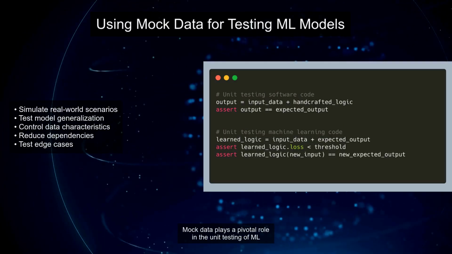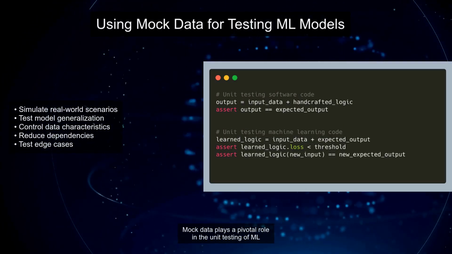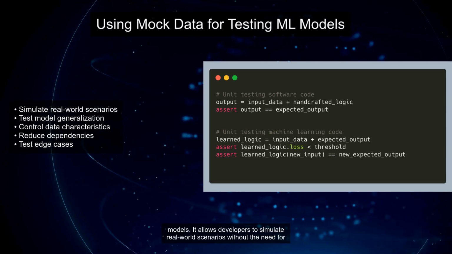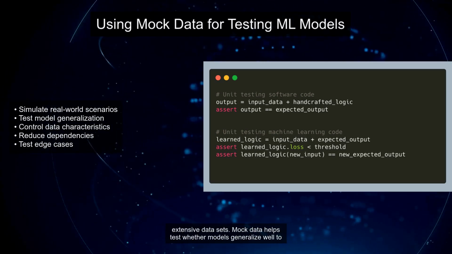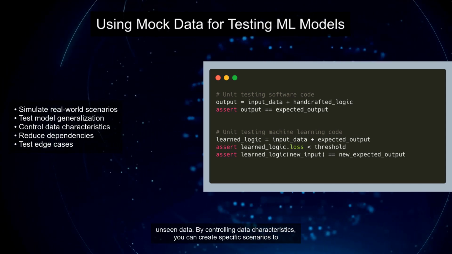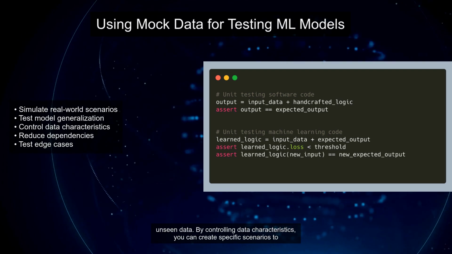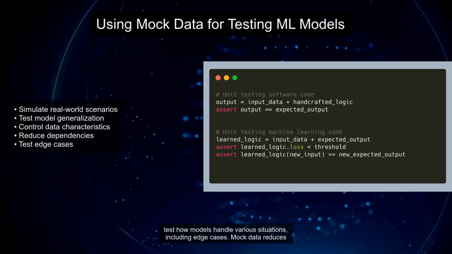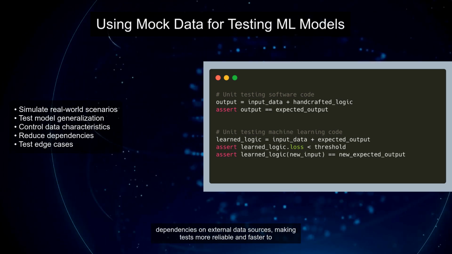Mock data plays a pivotal role in the unit testing of ML models. It allows developers to simulate real-world scenarios without the need for extensive datasets. Mock data helps test whether models generalize well to unseen data. By controlling data characteristics, you can create specific scenarios to test how models handle various situations, including edge cases.